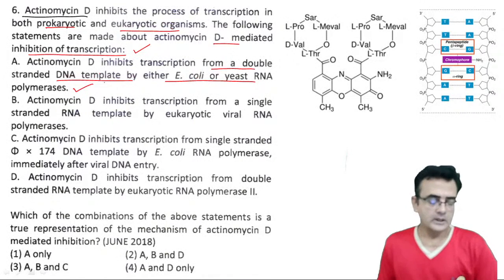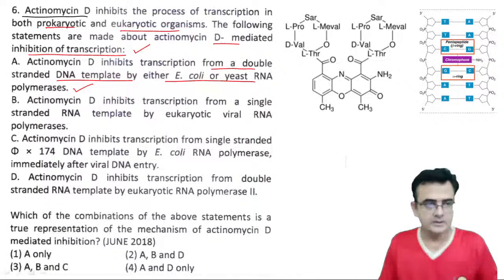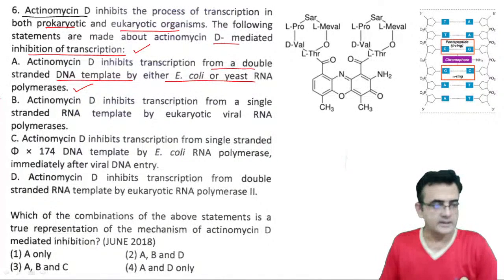Of course, actinomycin D acts on both prokaryotic as well as eukaryotic transcription. Okay, so this is correct. Yeast is a eukaryote and E. coli is a prokaryote. So this is the correct statement. The first one seems correct.